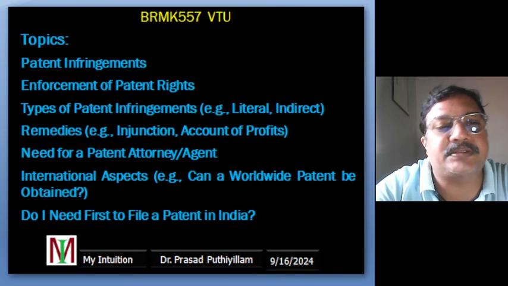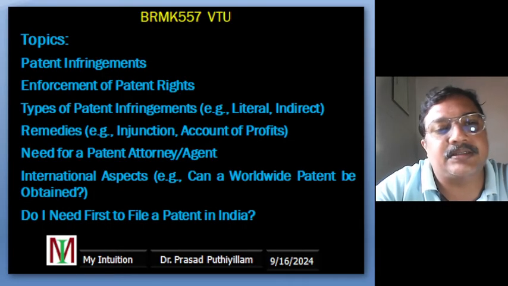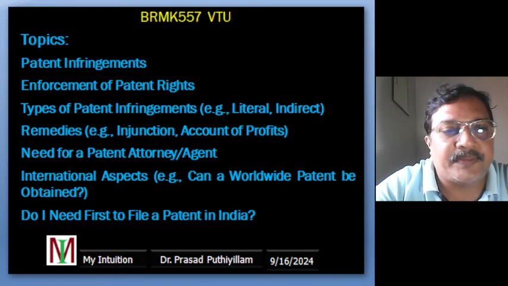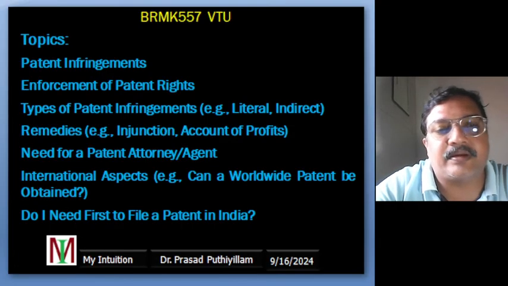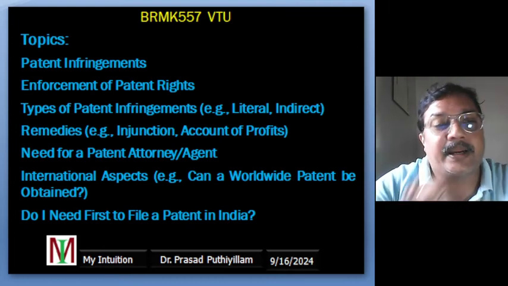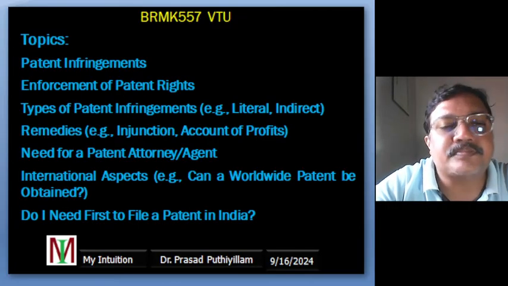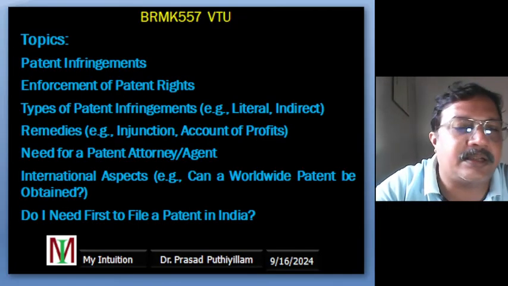Patent infringements, enforcement of patent rights, types of patent infringements like literal, indirect, remedies like injunction, account of profits, need for a patent attorney or agent, international aspects, can a worldwide patent be obtained, and do I need to file first in India? This is what is there in the syllabus.